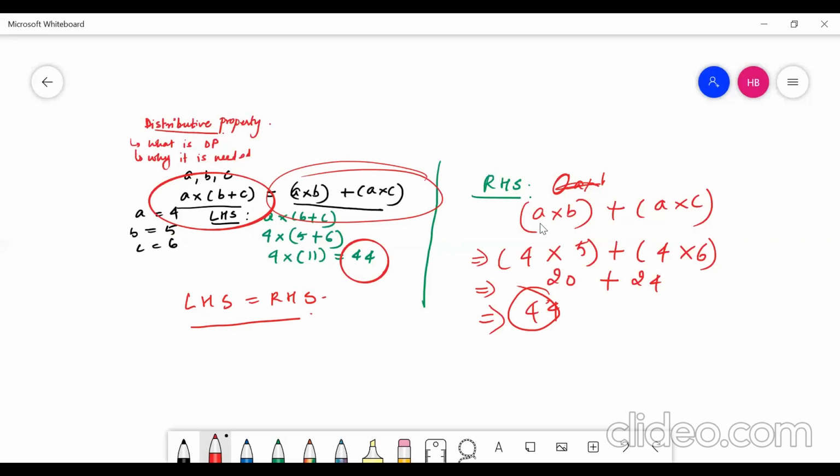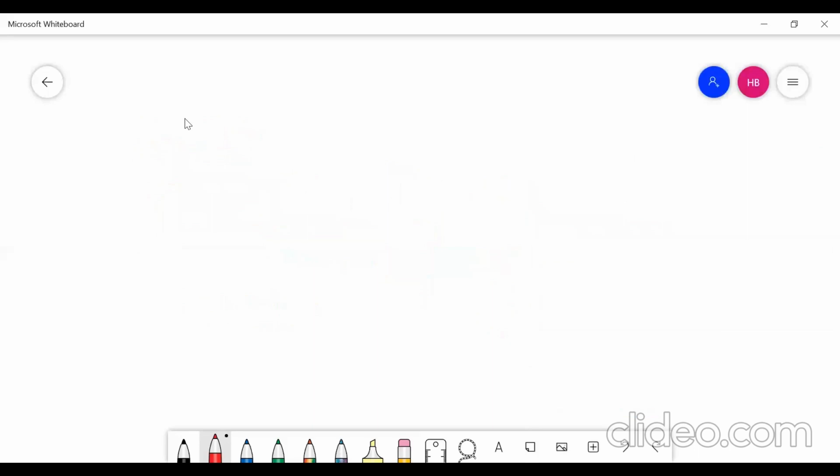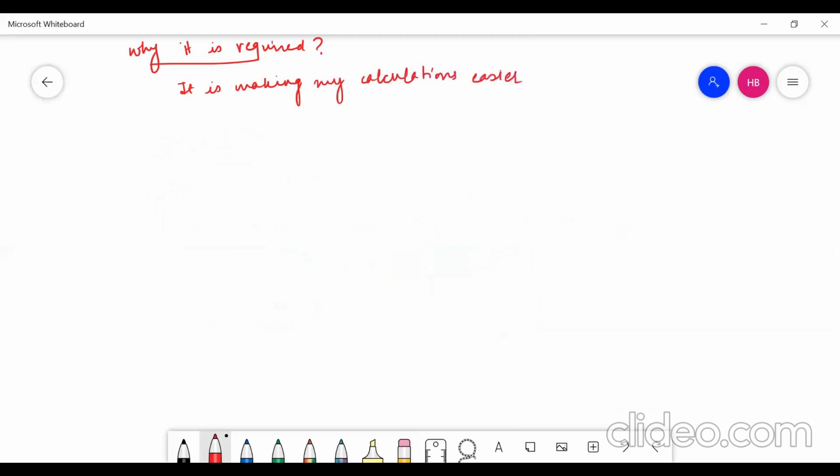It is required to make our calculations easier. Now how is it making my calculations easier? That's what we are talking about, why it is required. Because it is making my calculations easier, right?